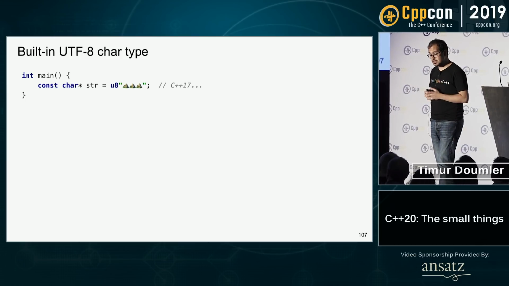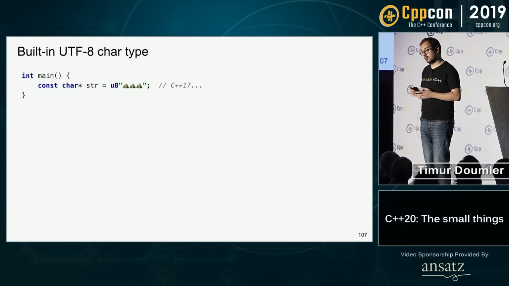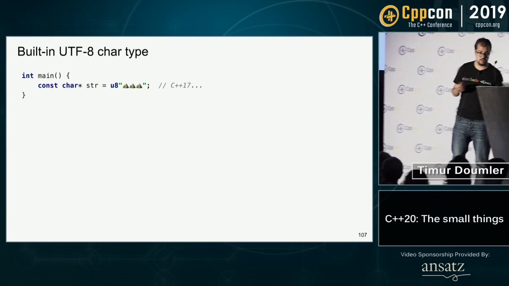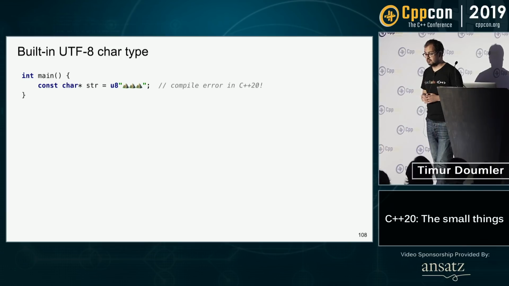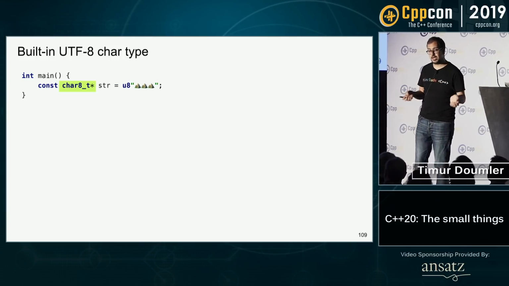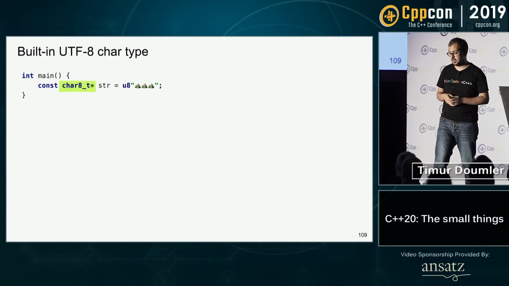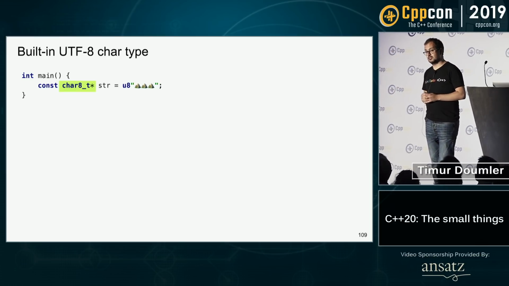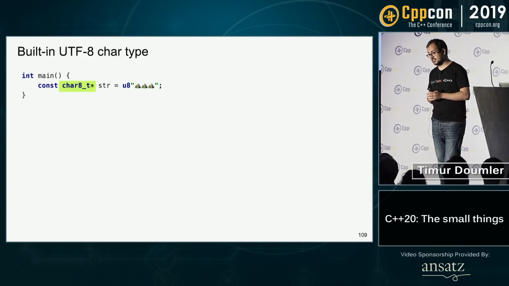So in C++20, this is not going to compile anymore, which is good because it's pretty much not useful. And what we have instead is a new built-in type, which is char8_t. Right? So that's super cool. So this is now actually going to do the right thing.